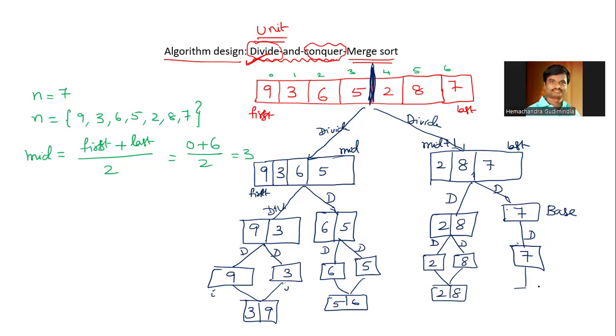And this one is 7. Now once you observe, what are the final arrays? We got 3 9 5 6 in the left side, 2 8 and 7 in the right side. Now again I will draw over here from the continuation.